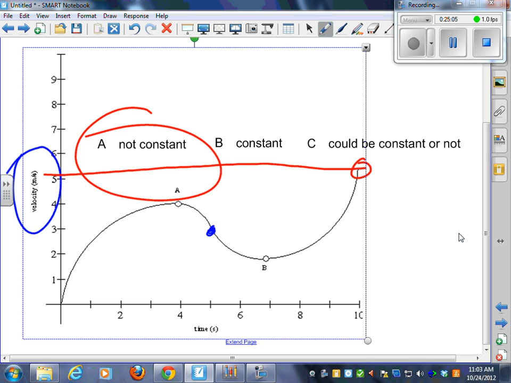What's the slowest speed? Which is where? At the beginning, right? Okay. What's the speed right here? Yeah, around 2, right? Maybe a little bit less than 2.